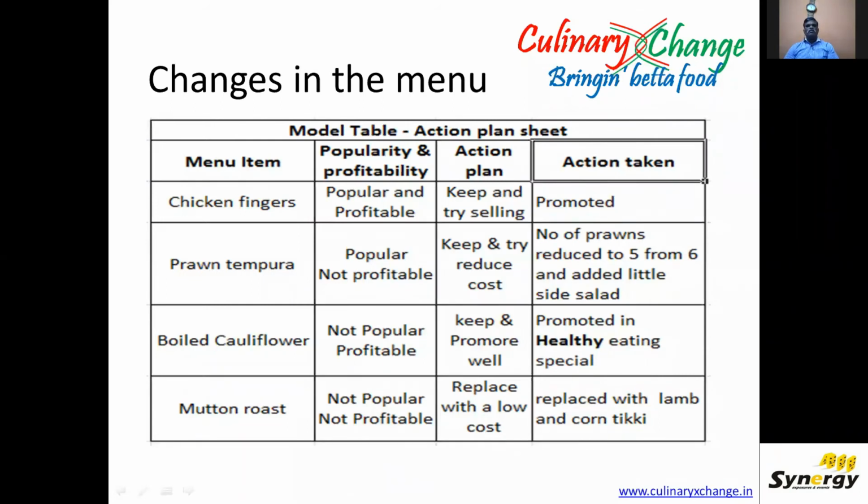Here the boiled cauliflower is not popular, but it is very profitable. We need to keep this in the menu. At the same time, we have to do a very good promotion so that we can sell this product more. In the action taken, we have promoted it in a new section of healthy menu, and on the plate we offer some more healthy elements. Maybe you can give a ragi toast, or a garlic toast, something like that. The next one is mutton roast.